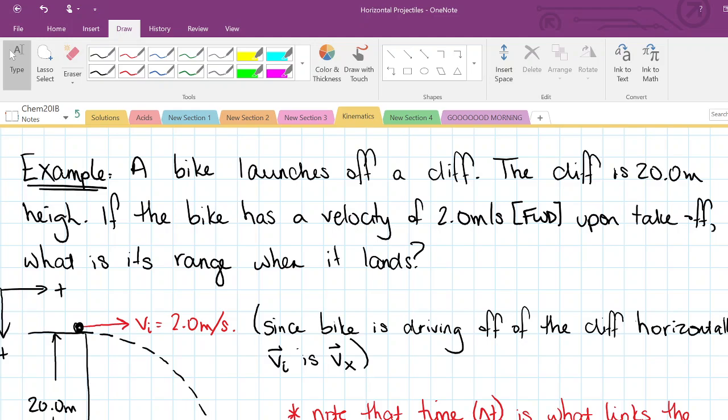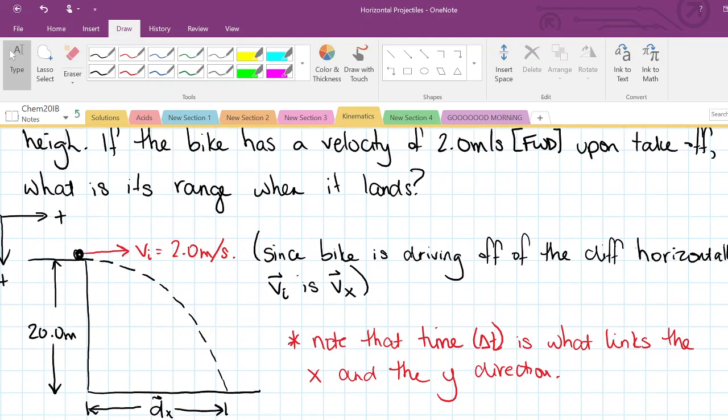when it lands? Now range, when you see that word range, what that means is the distance in the x direction that the object is going to displace itself. So the range, I've got a diagram here for you. Here's my 20-meter cliff. The range is the distance from the point the object is in the air to the point that it touches down on the ground. That's what we call range. So it's always that displacement in the x direction as the object is free falling through the air.